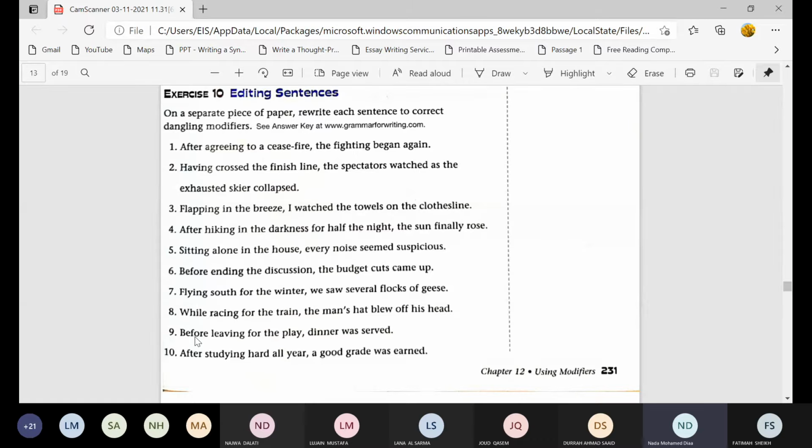9, Jumana. Dareen. Yes, miss. Yes, Dareen. Before leaving for the play, dinner was served. Jumana's here. 9. Yes, dear, continue. Before leaving for the play, dinner was served.